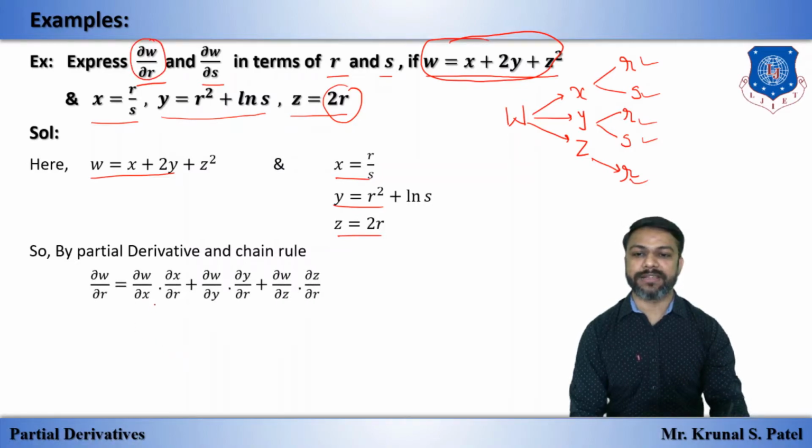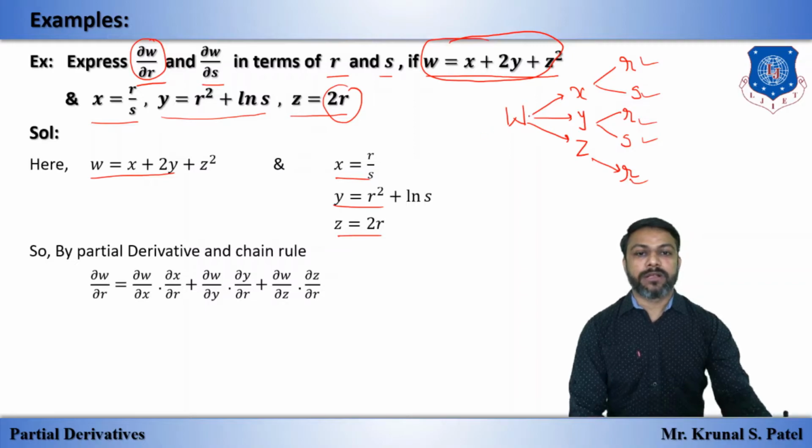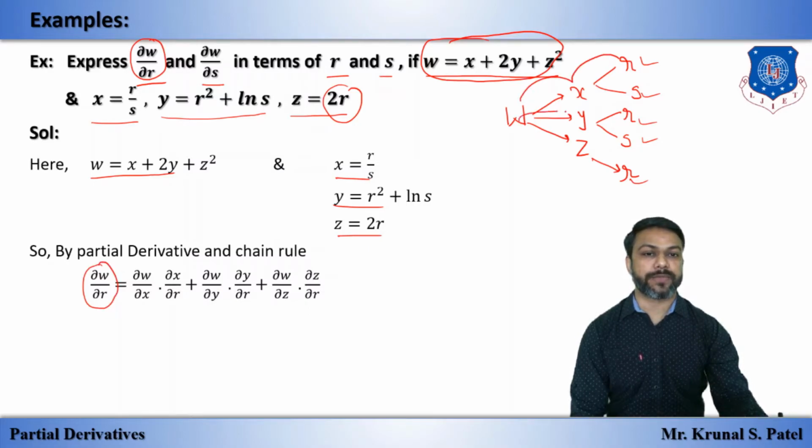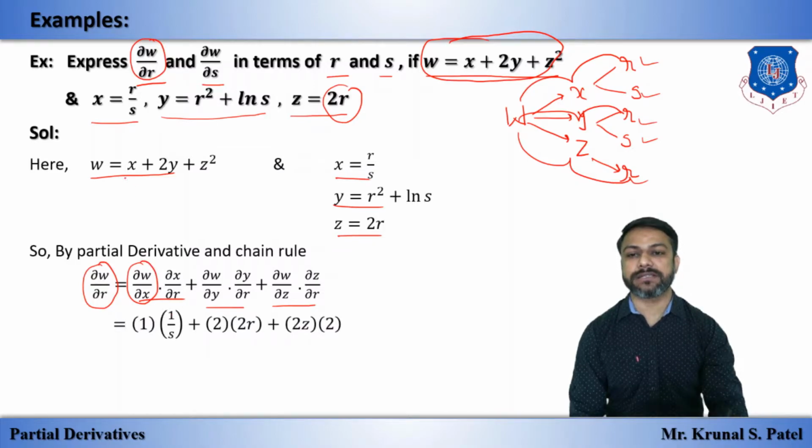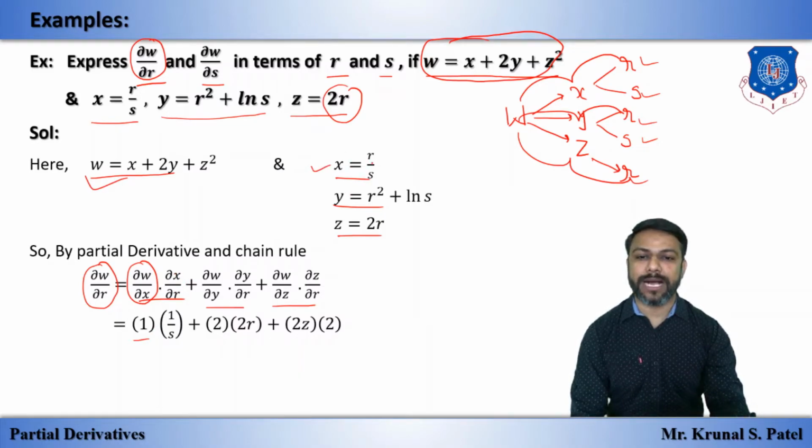So del w by del r is given by the formula, as we know. We have to find the differentiation of w with respect to r, so we go through x, y and z. Now we will find del w by del x, which is the differentiation of w with respect to x, which is 1. Del x by del r, the differentiation of this x with respect to r: x is constant, differentiation of r is 1, so 1 by s.